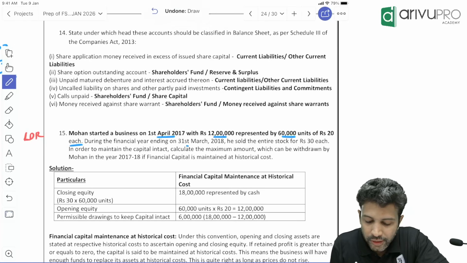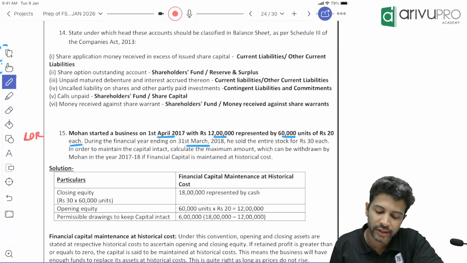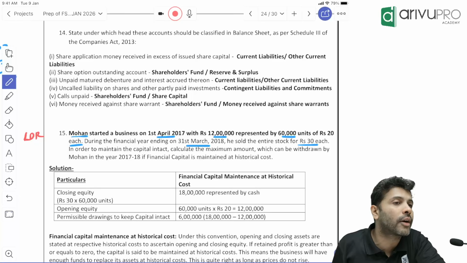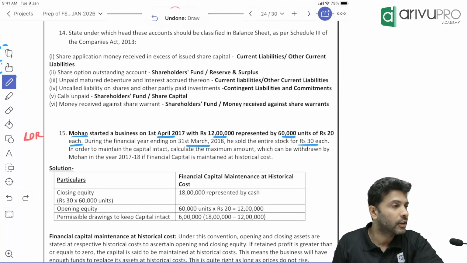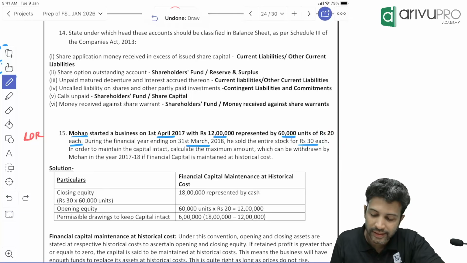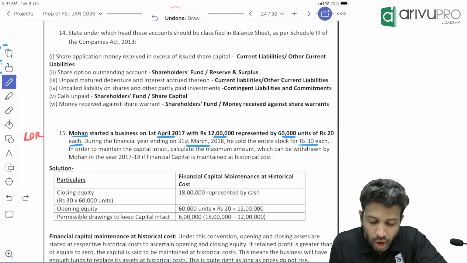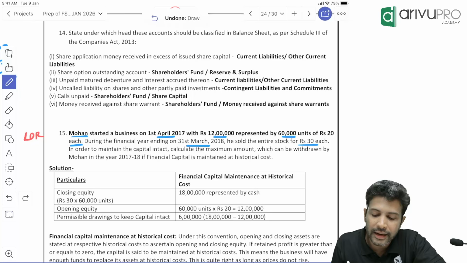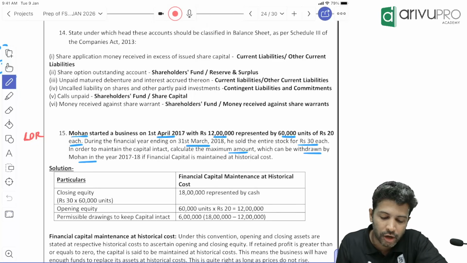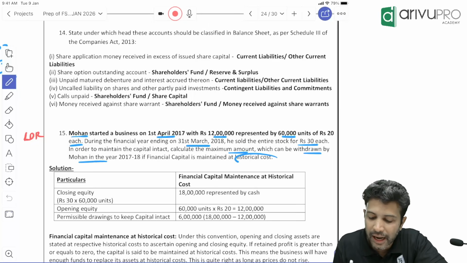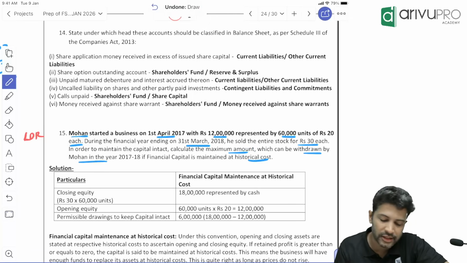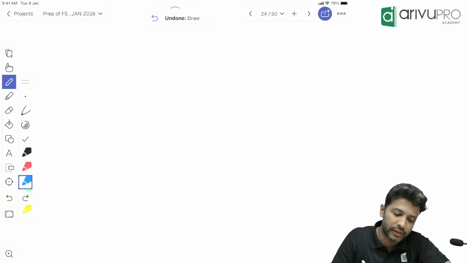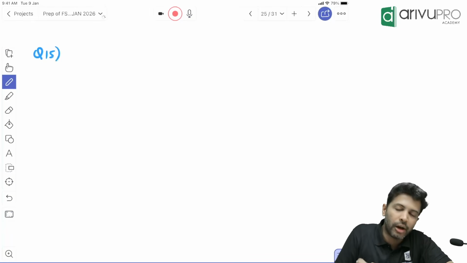During the financial year ended 31st March 2018, he's a trader, Mohan. He sold the entire stock for 30. Entire stock means how many units? 60,000 units. Purchase price how much? 20. Selling price is 30. In order to maintain the capital intact, calculate the maximum amount that can be withdrawn by Mohan if financial capital is maintained at what level? Historical cost. Okay, so let's understand. There's a solution, leave that out. We will solve it. Okay, question number 15.